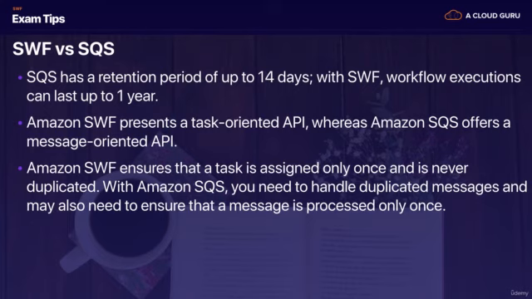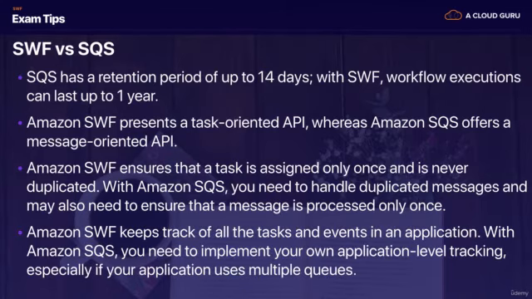SWF ensures that a task is assigned only once and is never duplicated. With SQS, you need to be able to handle duplicated messages, certainly if you're just using default SQS queues, ignore FIFO for now. You may also need to ensure that a message is processed only once. SWF keeps track of all the tasks and events in an application, and with SQS, you need to implement your own application-level tracking, especially if your applications use multiple queues. So that's the main difference between SWF and SQS. Again, I haven't seen it in the last 2 exams that I've taken, but it could still be on there. It certainly has been on there for the last 4 or 5 years. So just understand the difference between them.